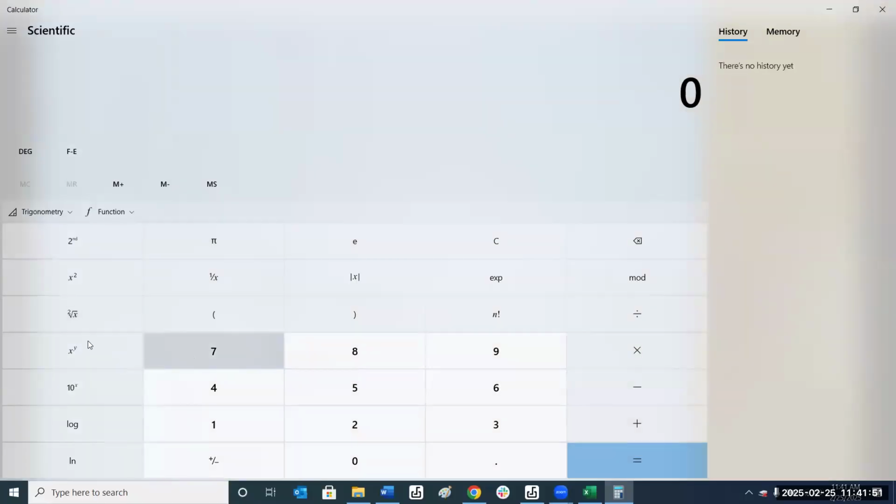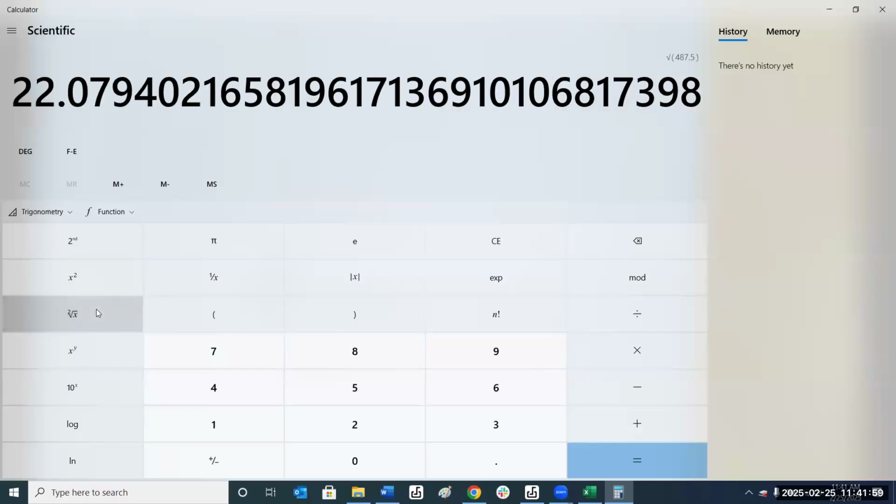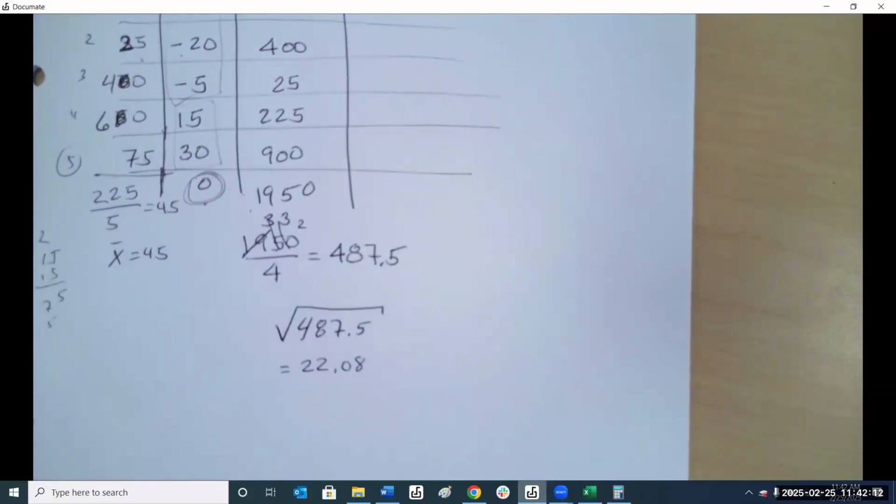Square root. So it's the square root of 487.5 equals 22.08. So this is my standard deviation.